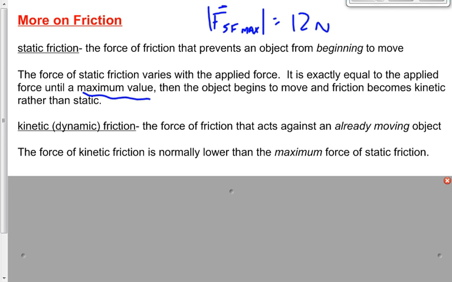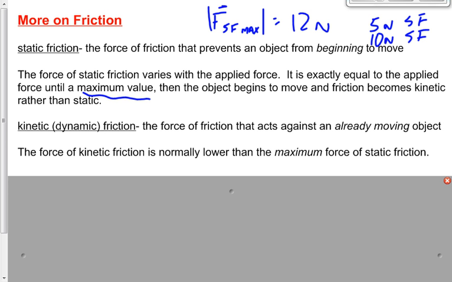Okay, so I'm going to push on his desk with a force of 5 newtons. What's the force of friction acting on his desk? I pushed on it with 5. What's the force of friction? 5. What kind of friction is it? So it's 5 newtons, and it's static friction. Okay, I'm going to push on it now with a force of 10. What's the force of friction? 10, somebody said. And what kind is it? Static friction.